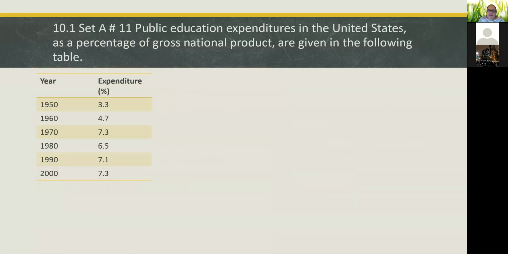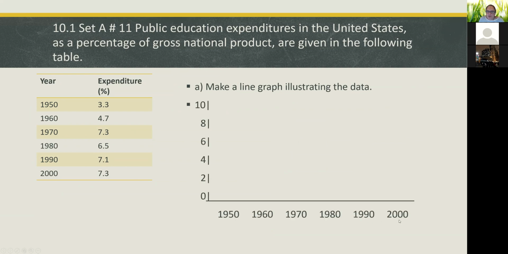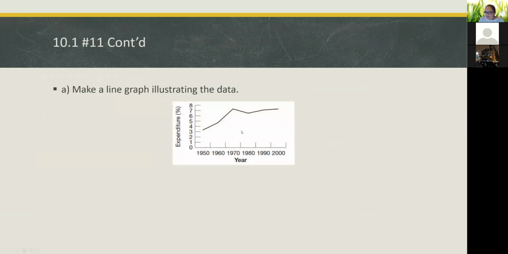Number 11 says public education expenditures in the United States as a percentage of gross national product are given in the following table. So we've got the expenditure for various years. First, we're going to make a line graph illustrating the data. So we're going to put the years on the x-axis and the percents on the y-axis, and we're basically going to put a dot for each line on the table, and then we're going to connect the dots. So we get a graph that looks something like this.